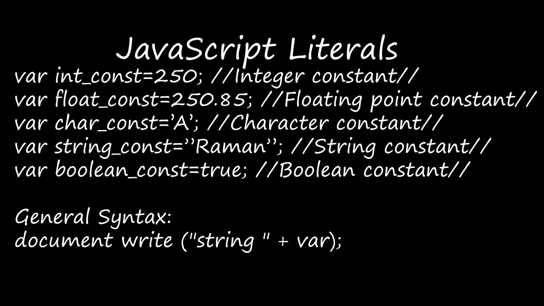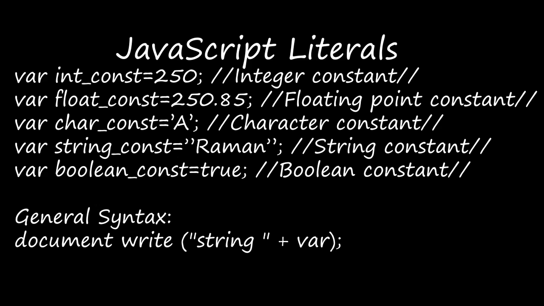JavaScript literals means you are giving a fixed value to a variable, right? In the source code itself, you have to give this value. Here, if you see var int_const, that is integer constant, is equal to 250. So wherever you are using this, it will have a fixed value of 250, right? Float constant is 250.85, and at last they have given a semicolon. You have to give the semicolon correctly.